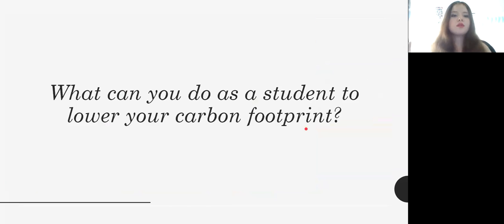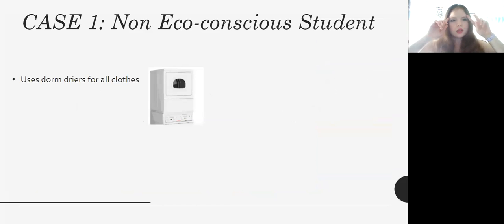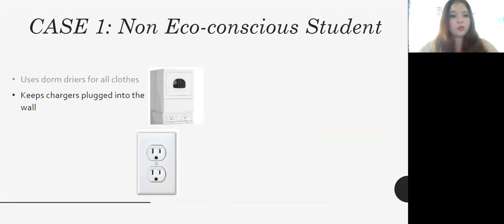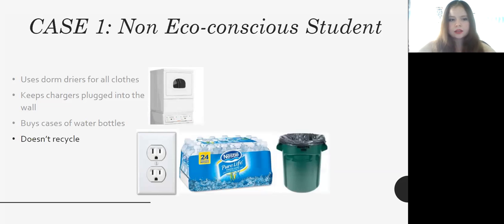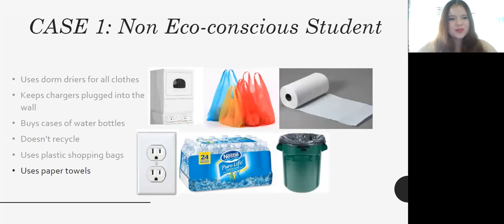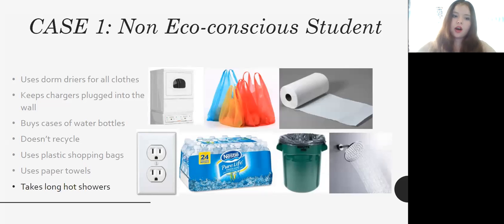Okay, so now we're gonna take from the local scale, and now we're gonna go to an individual scale: what can you as a student do to lower your personal carbon footprint. First, we're gonna look at what a normal non-eco-conscious student does. Using dorm dryers for all your clothes, keeping chargers plugged into the wall, buying water bottles, not recycling, using plastic shopping bags, using paper towels, taking long, hot showers.